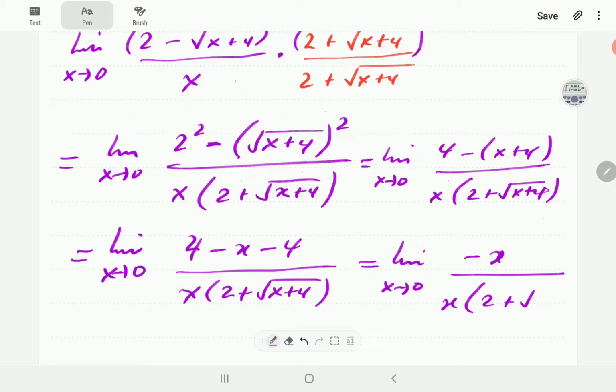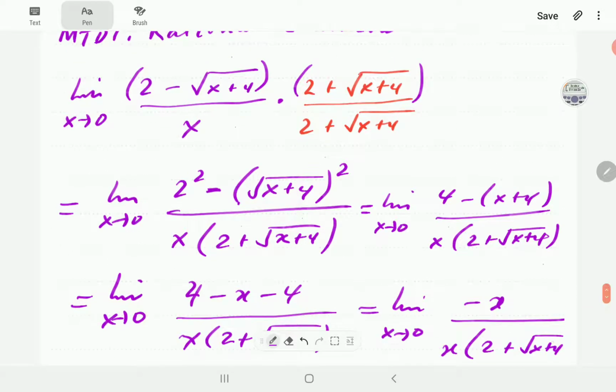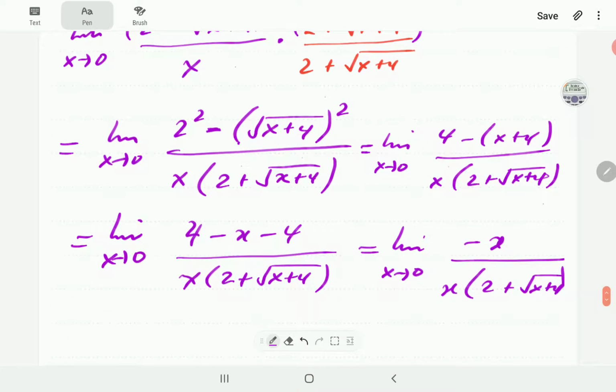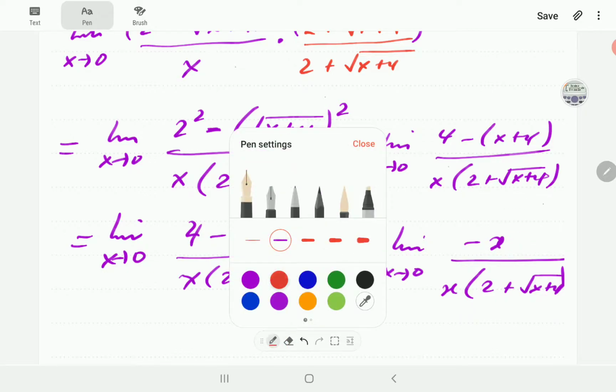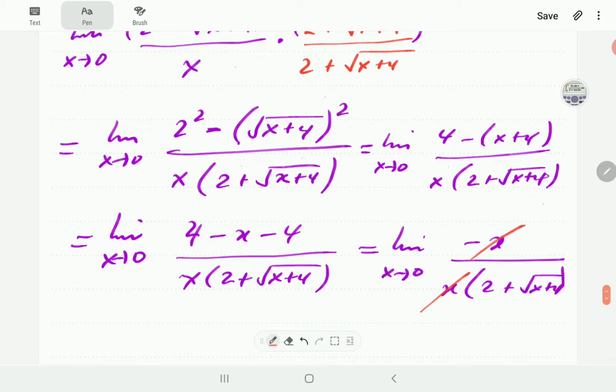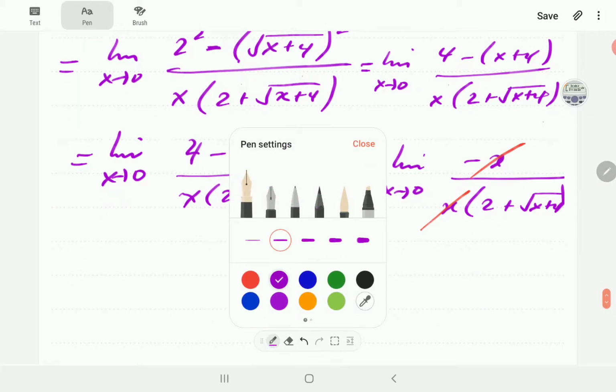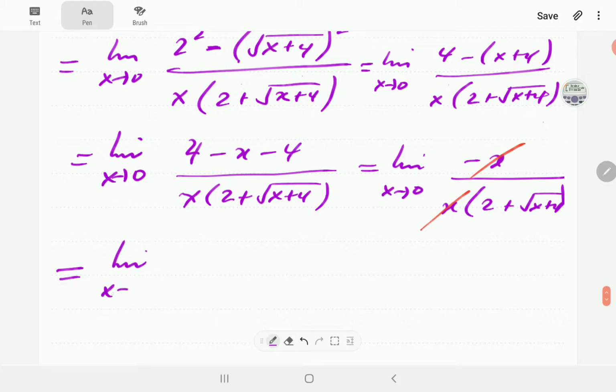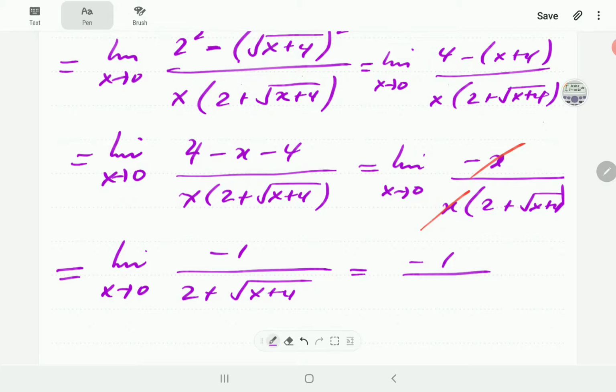And as we had theorized that there is a common factor of x, well, there is the common factor. So at this point, we can now cancel out the common factor of x. And as we said in the notes, once we have cancelled out the common factor, then we can do direct substitution. So after this, it's going to be negative 1 all over 2 plus square root 4. So this is going to be negative 1 over 4, and that is going to be our answer.